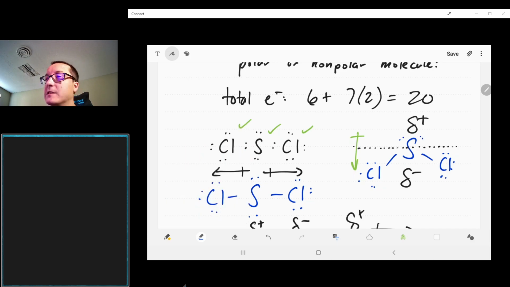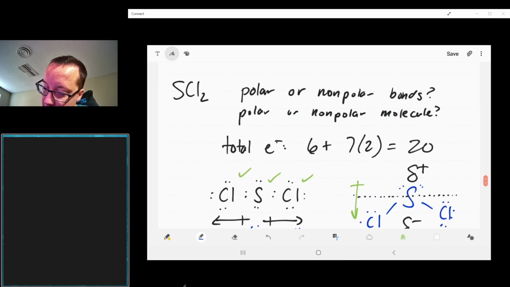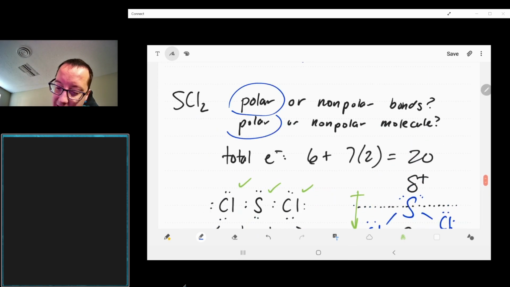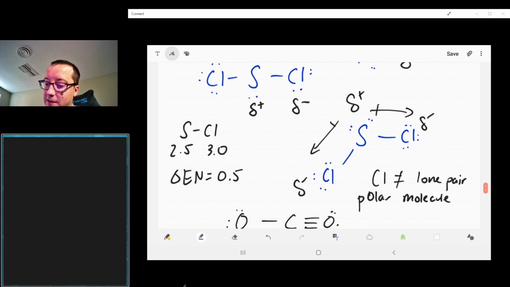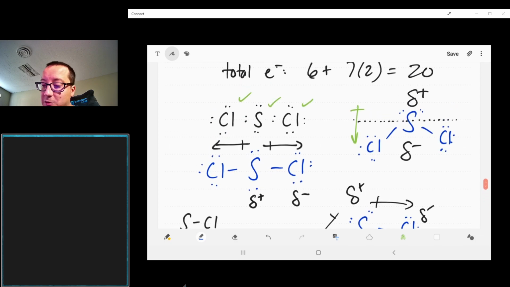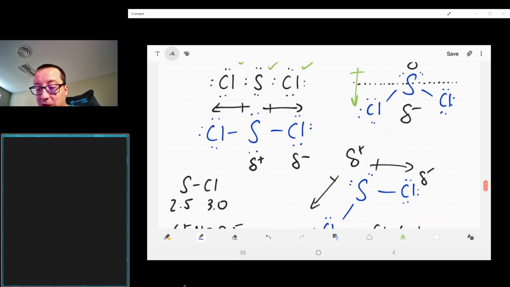Let's not forget our lone pairs there. All right, so to answer the question, we have polar bonds, and it is a polar molecule. We know it's polar bonds because we had a difference of electronegativity that was 0.5 or greater. We know it's a polar molecule because a chlorine is not the same thing as a lone pair. So that's going to be our kind of shortcut. But if you really wanted to be the most correct about it, you would draw the arrows and see that they would not cancel out if you're using the correct geometry.